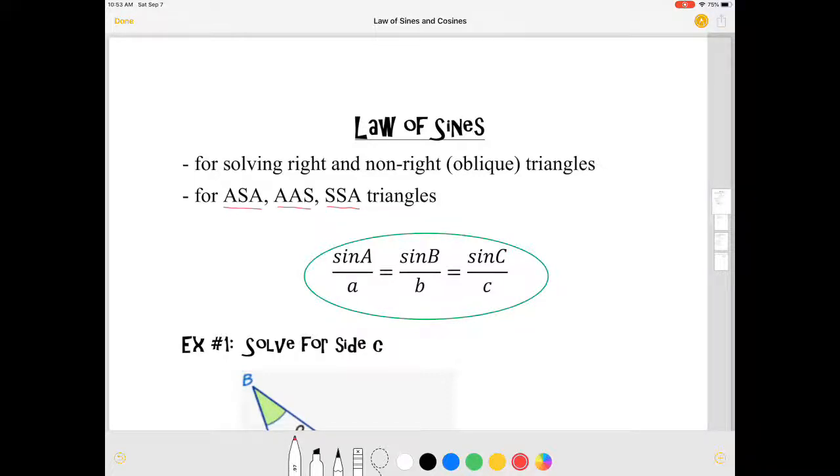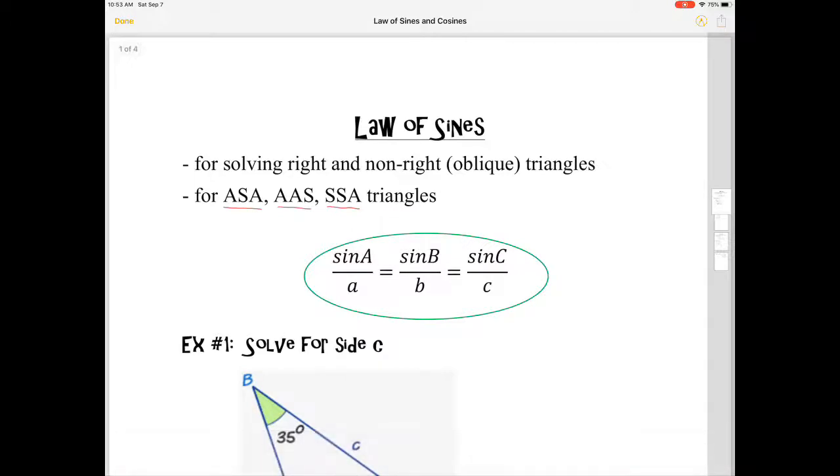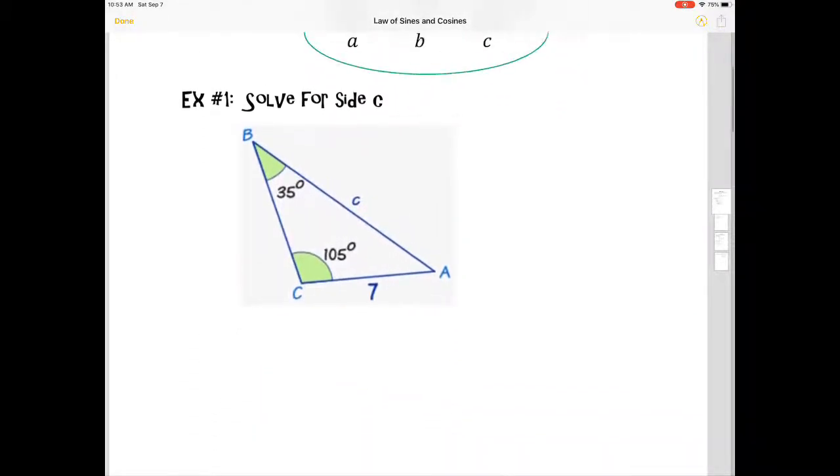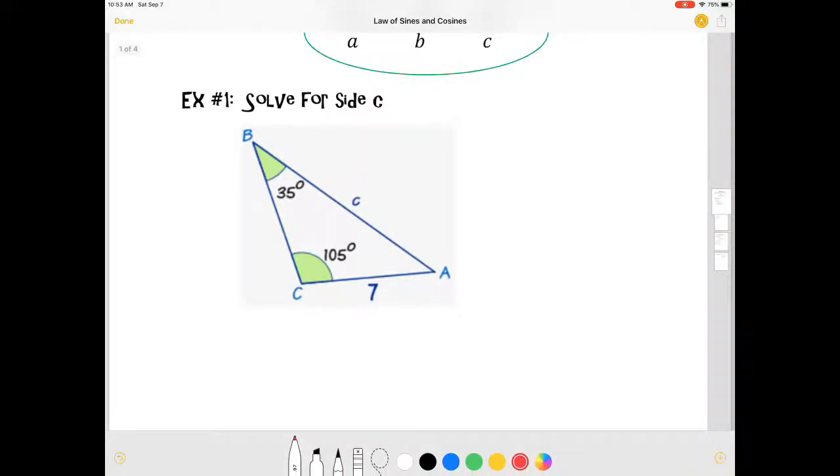So let's take a look at two examples of these. This way you understand the difference between angle, side, angle versus angle, angle, side, and using the law of sines. In the first example here, we're asked to solve for side C. When you take a look at the information that we know, angle B is 35 degrees, we know angle C is 105 degrees, and we know the bottom side there is 7.